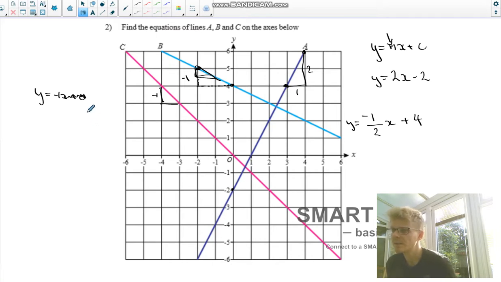So we did these in reflections. The two important lines which we should always know are y equals -x, which is the perfect diagonal going from top left to bottom right, and then y equals x, which is the perfect diagonal going from bottom left to top right.